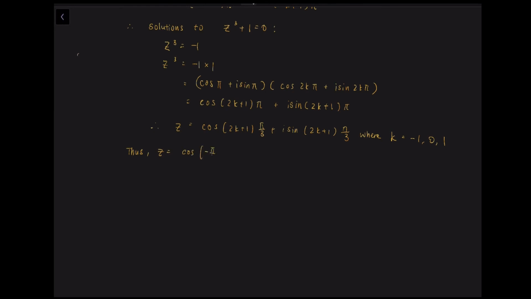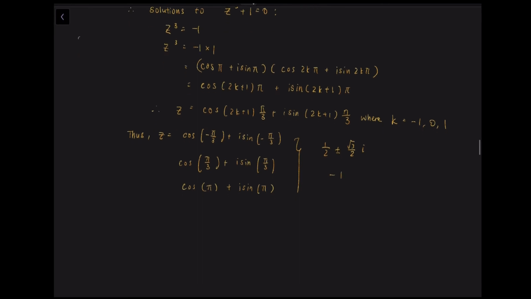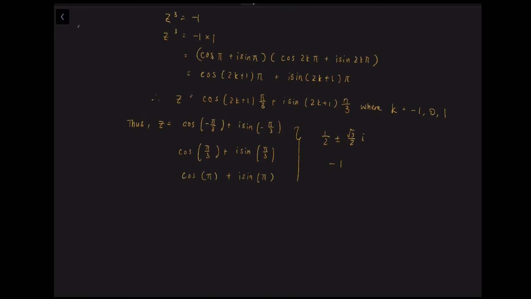So the 3 roots are cos negative pi over 3 plus i sine negative pi over 3, cos pi over 3 plus i sine pi over 3, and cos pi plus i sine pi. When you plug these 3 roots into the calculator, you get a more simplified expression: 1 over 2 plus minus root 3 over 2 i and negative 1. So, as you can see, the roots occur in conjugate pairs.